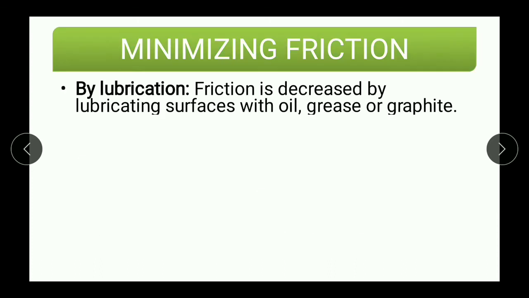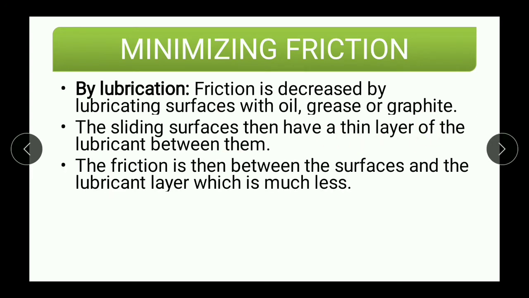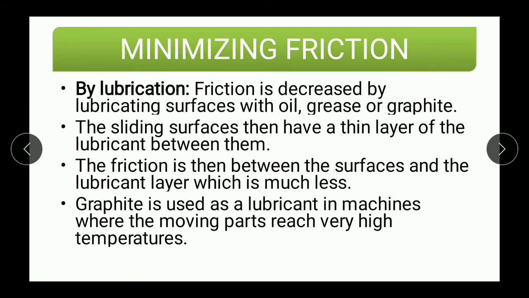By lubrication, we can minimize the friction. Friction is decreased by lubricating surfaces with oil, grease, or graphite. The sliding surfaces then have a thin layer of lubricant between them. The friction is then between the surfaces and the lubricant layer, which is much less. Graphite is used as a lubricant in machines where the moving parts reach very high temperatures.